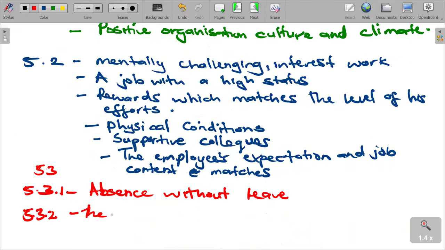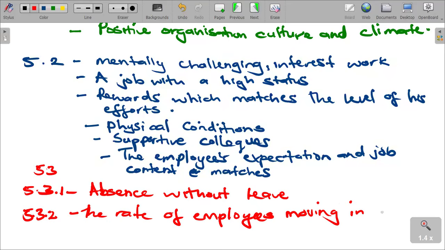The rate of employees moving in and out of the organization. That's what you call personnel turnover. The rate at which people are coming in and leaving the organization.